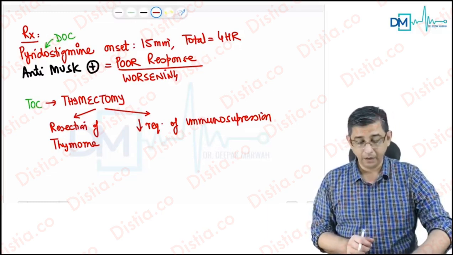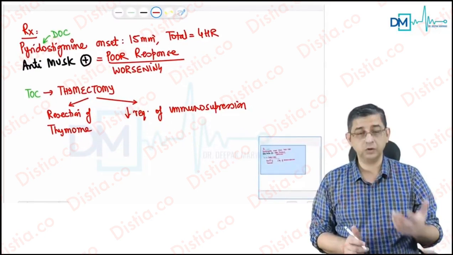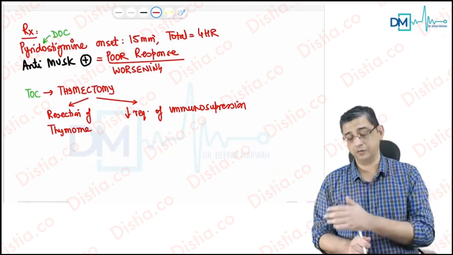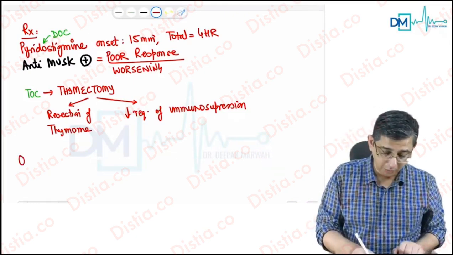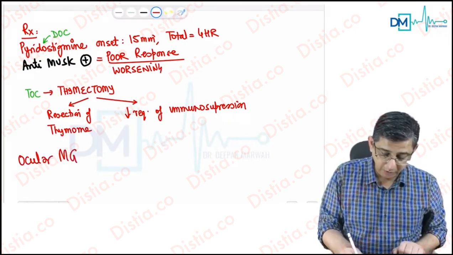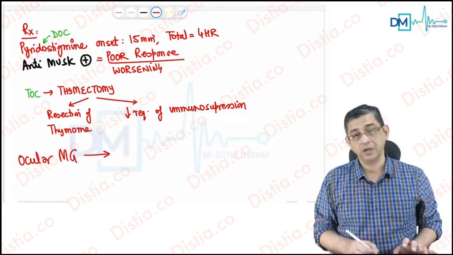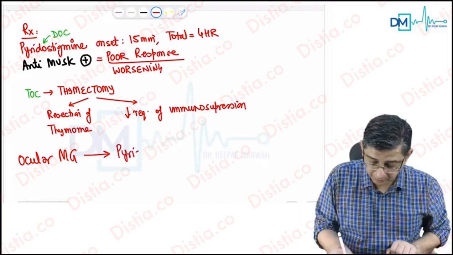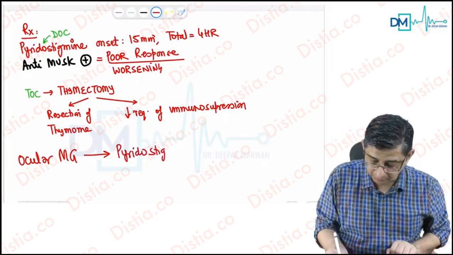In ocular myasthenia gravis, however, the protocol says first give pyridostigmine, and if it's a poor response, then straight away go for immunosuppression. Do remember my words very carefully. We do not recommend thymectomy in ocular myasthenia gravis. Studies have shown that for ocular myasthenia gravis, the first line drug is pyridostigmine, obviously for symptomatic relief.